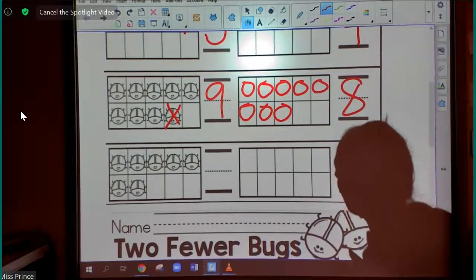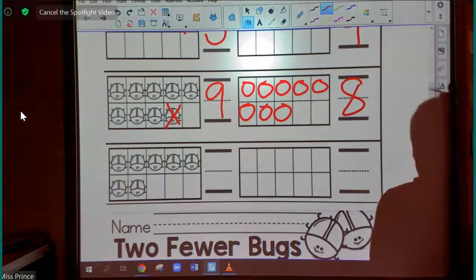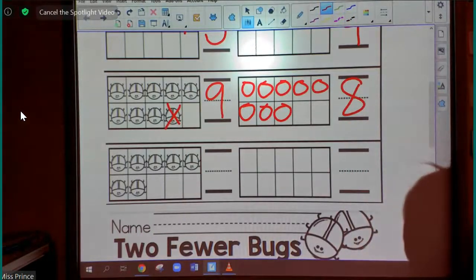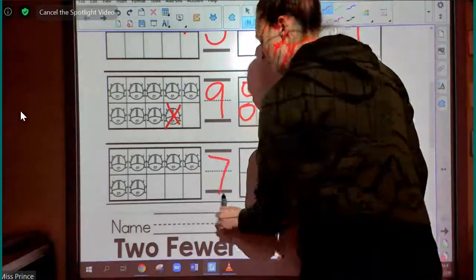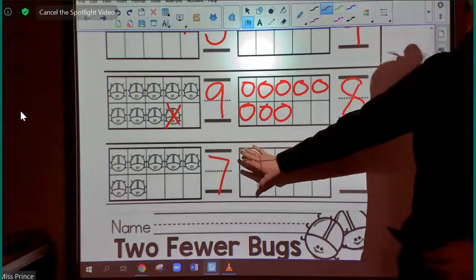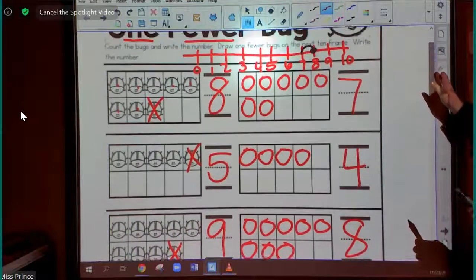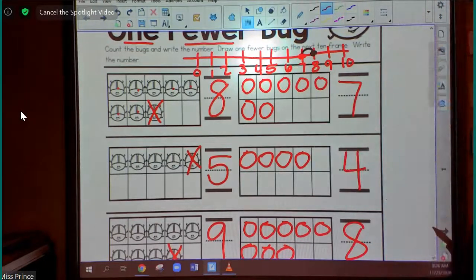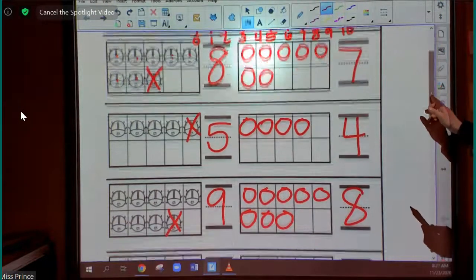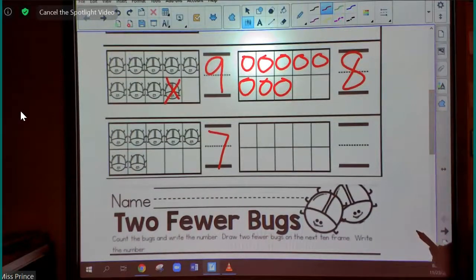Okay, Eli, how many? 1, 2, 3, 4, 5, 6, Good job. We have 7. Now, over here, I want to draw 1 fewer. So how many am I going to draw? Check your number line. We're going to start here. 1 fewer. Go ahead, Eli.